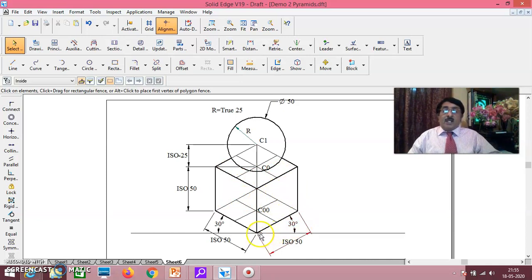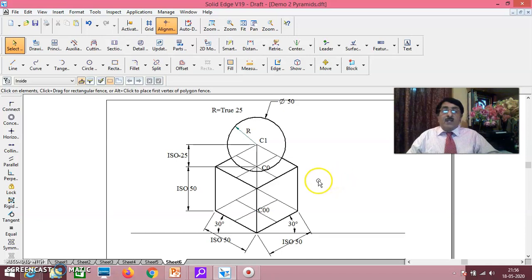When I raise this about this corner, when the base is raised, all these edges will reduce by 0.816 times the original length. The original length was 50. Now I have reduced it by 50 into 0.816, which is 40.8. The reduction will be 0.816 times the original length, which you can prove. There is a proof, but since it is beyond the scope of this subject, I am not going into the proof. Right now you should know ISO 50 means 50 into 0.816 times the original length.